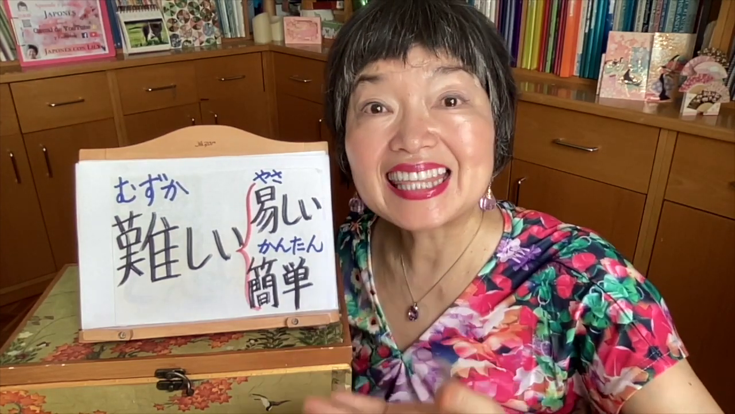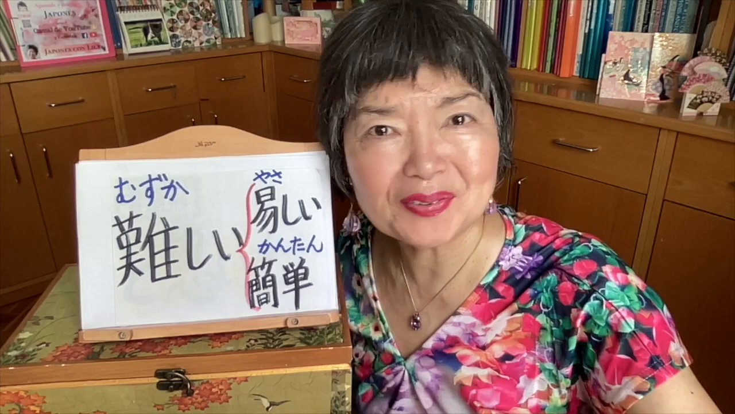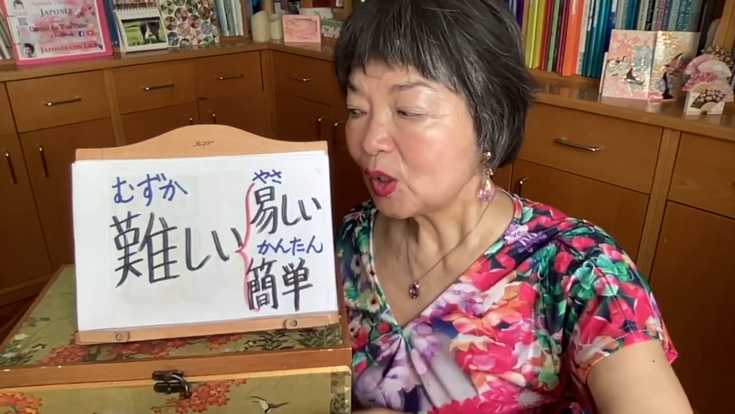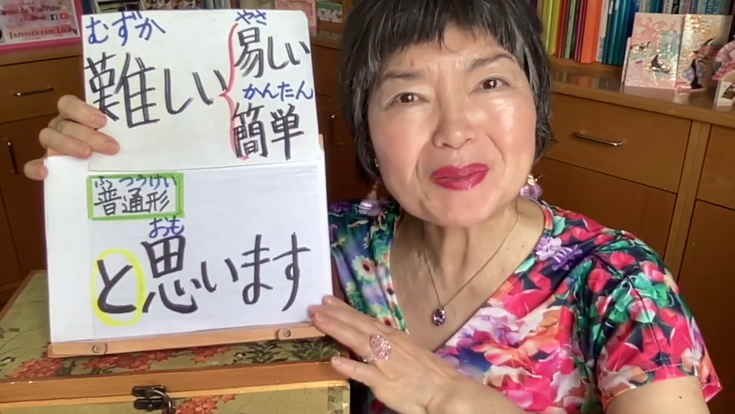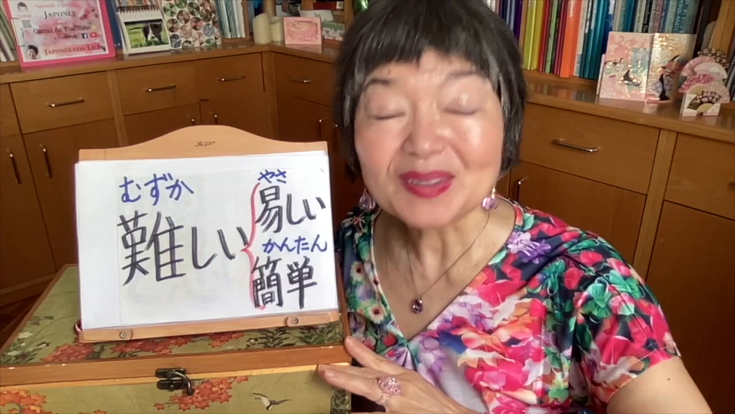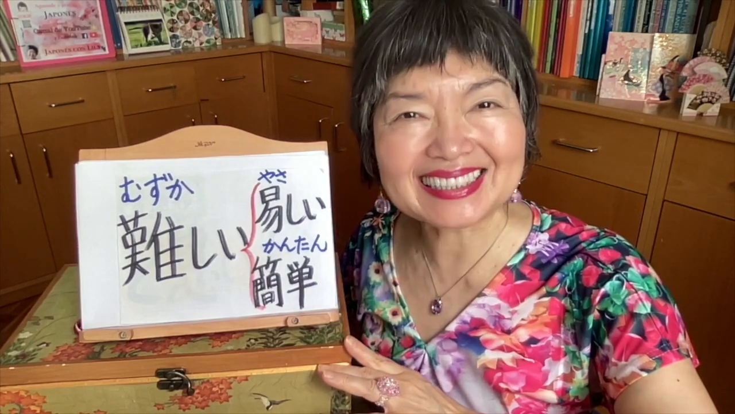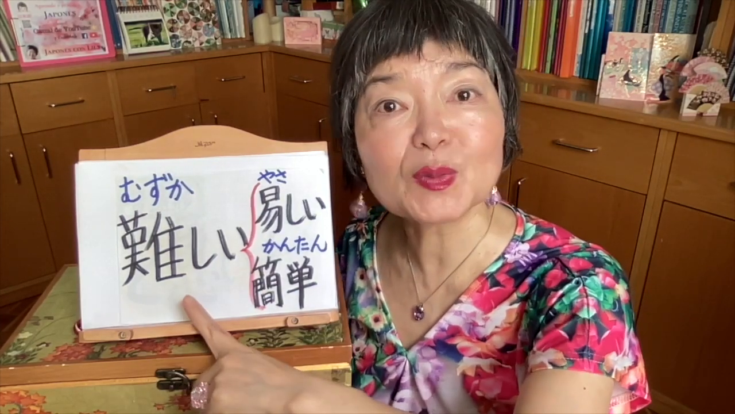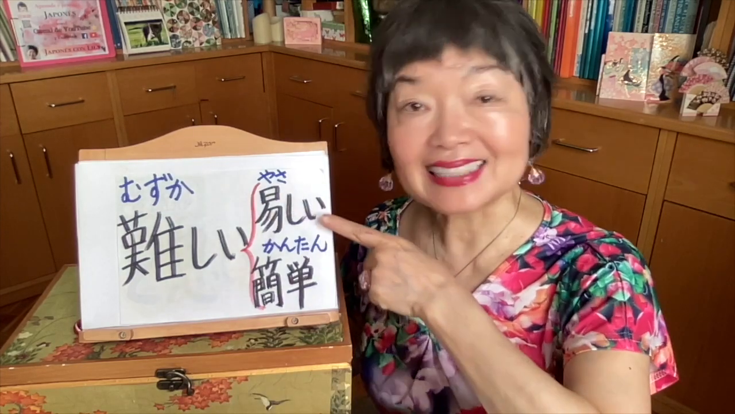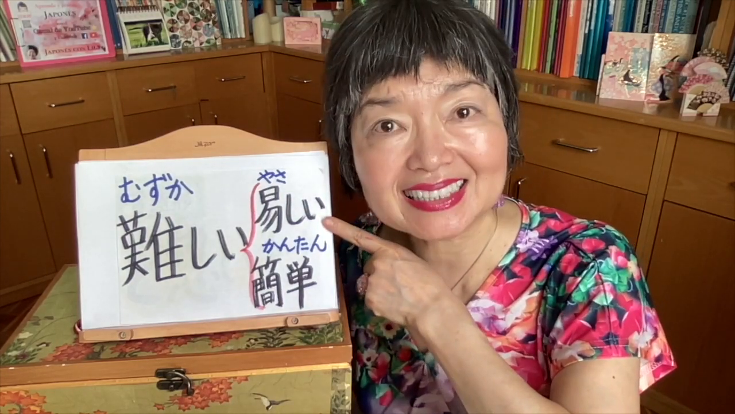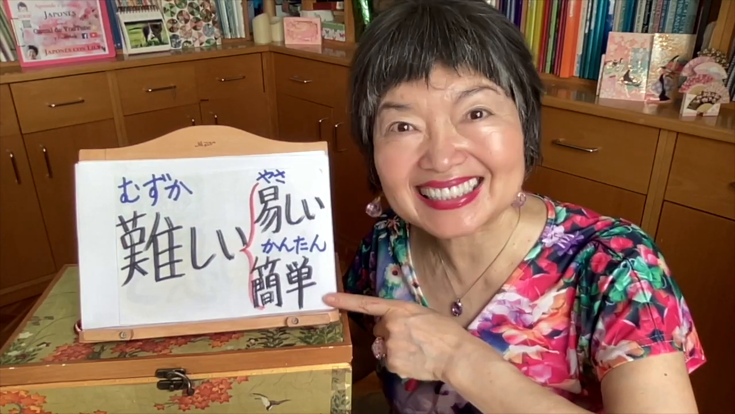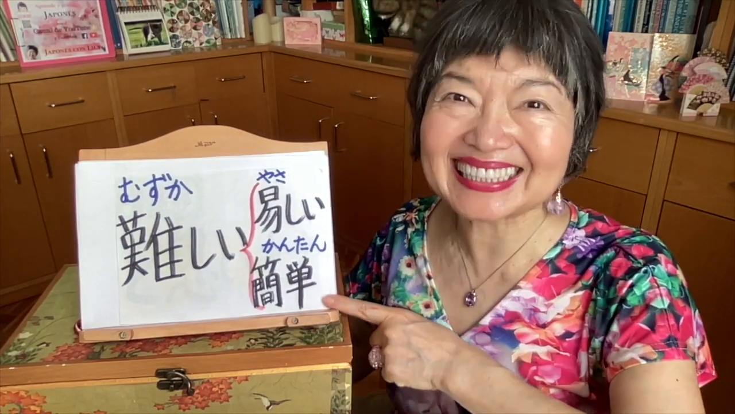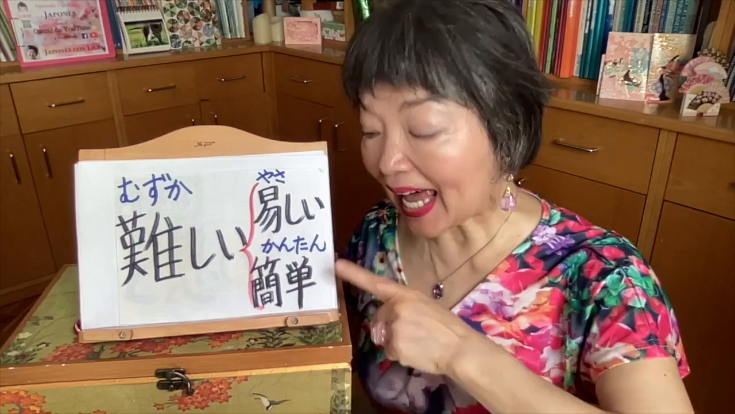Or, I think the exam was not difficult. 試験は難しくなかったと思います。Now, we are going to see な adjective. For example, 難しい this was E adjective, difficult. 優しい this is also E adjective, easy. And the other easy, 簡単, this is easy, but this is な adjective. Four types of な adjective.